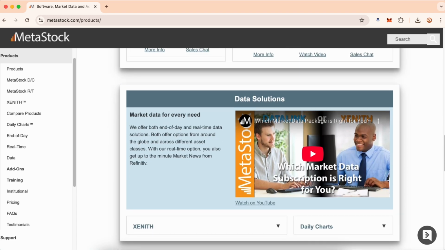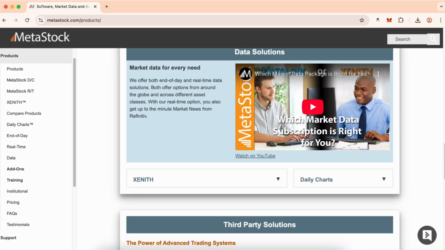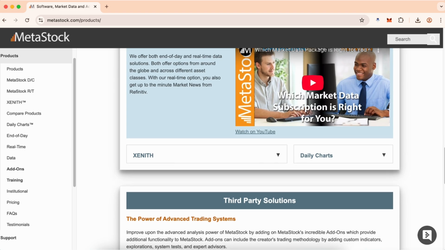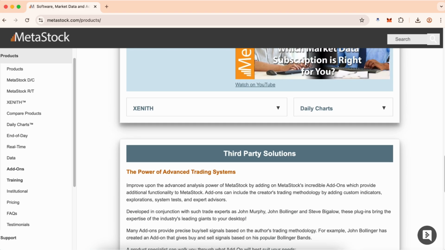Some features that are standard on other platforms, like paper trading, aren't available. The mobile app is limited compared to the desktop version, which is a significant limitation for traders who need to monitor positions on the go.